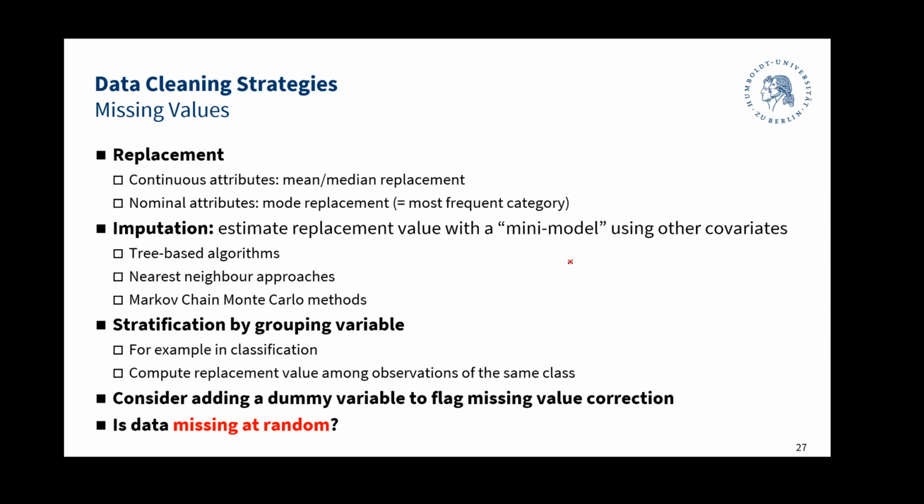Replacement means that we find some alternative value. In a simple case, the missing value, the age value the customer did not give, we just plug in the average age. Or maybe better, we use the median age as a replacement. As a little thought exercise, answer for yourself why it might be better to use the median as a replacement compared to the mean. And for nominal attributes, we could use the mode as the most frequent category.